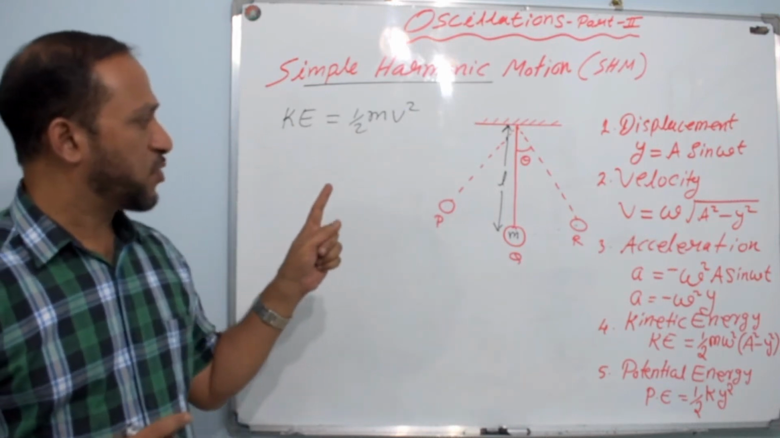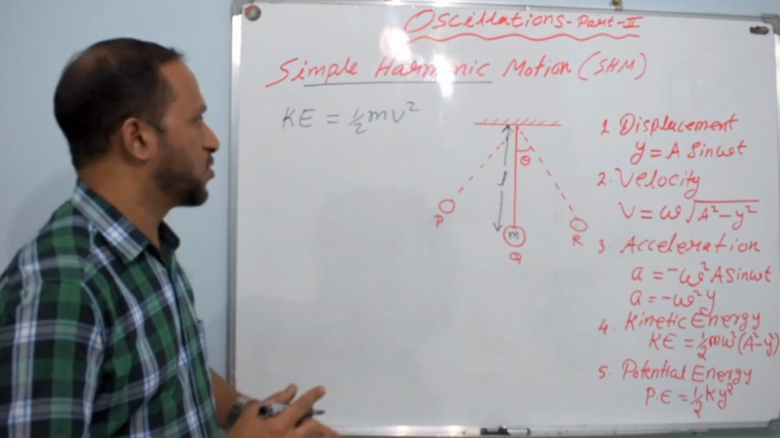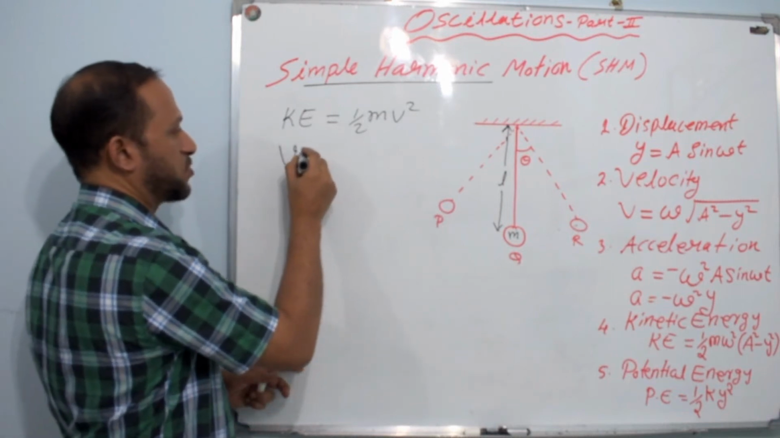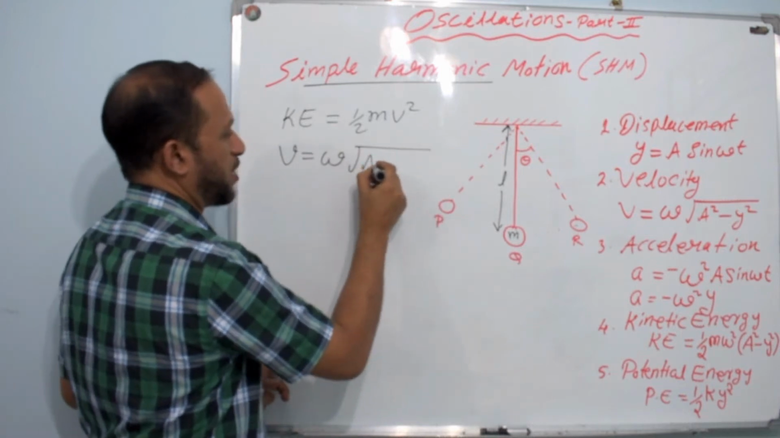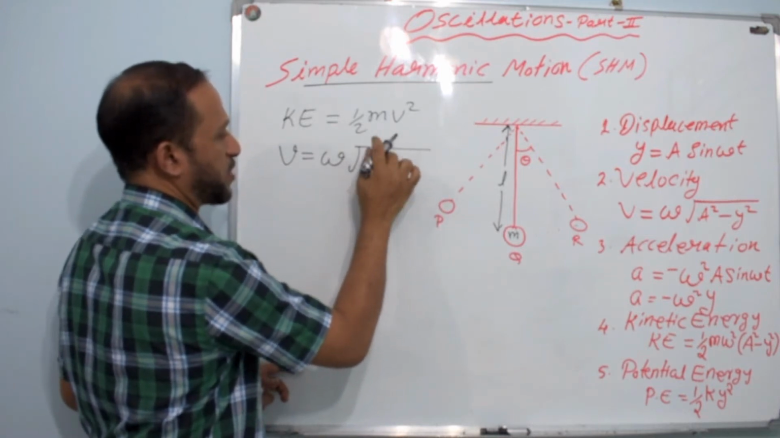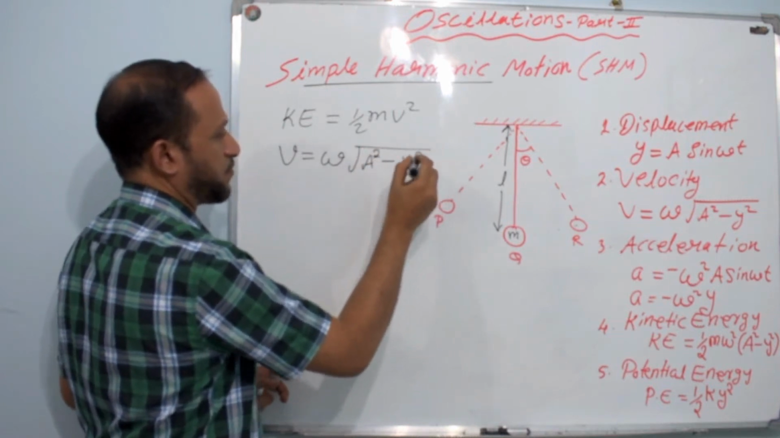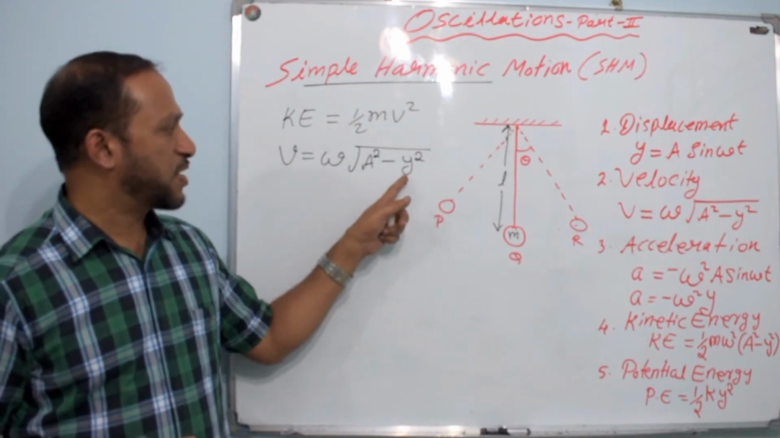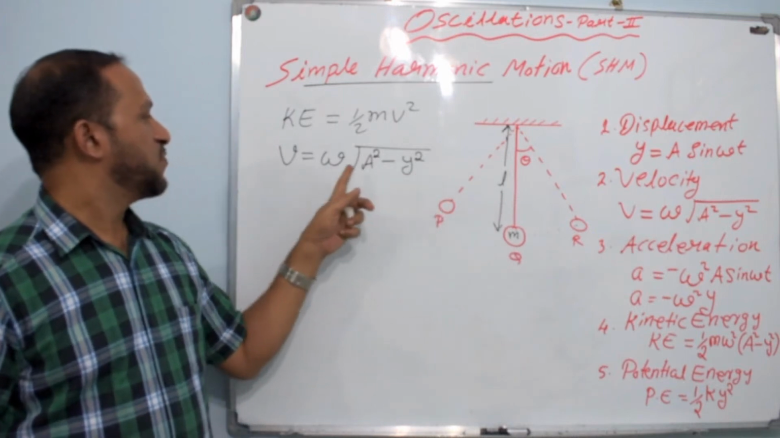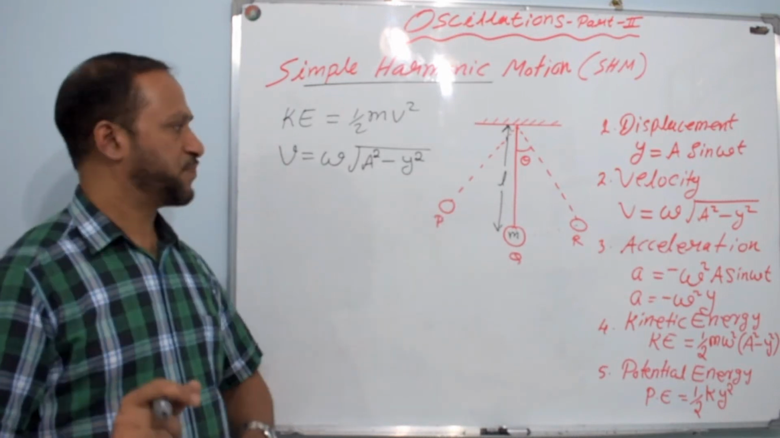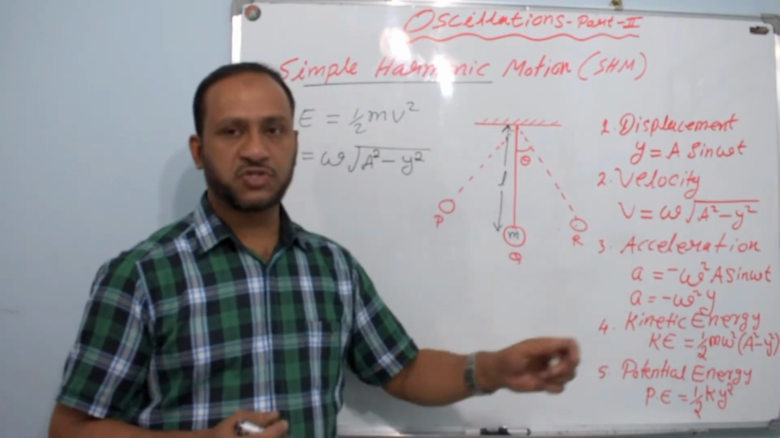For a simple harmonic oscillator, the velocity at any instant of time is given by v is equal to omega into root of a square minus y square. At any instant of time, if you apply the value of y, displacement, 0 or maximum or any other value, we will get the velocity at that particular instant of time.